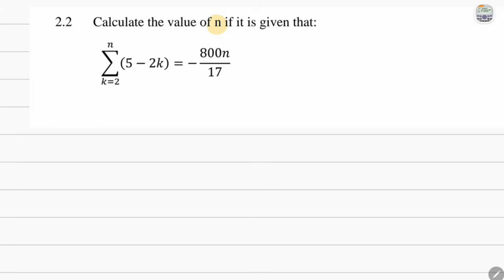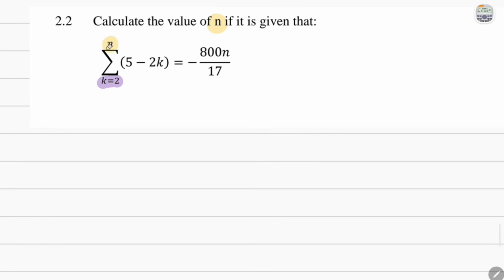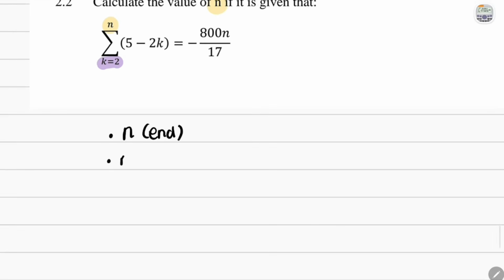Now you need to watch out for this part. You see that it starts where k is equal to 2. So there are two values of n that we can think about here. There is n, the number that we are ending at, that is different from n, the number of terms that we have. So this is n, the number that we end at, and we need to remember that this is not the same thing. And then we have n, the number of terms, and this is the one in the SN formula.